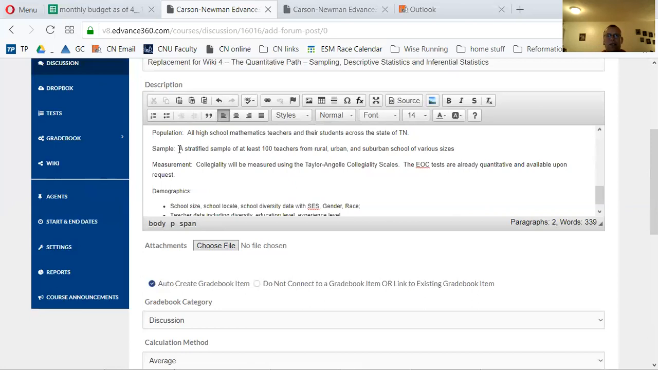So I've got a way to measure the first thing. Now, my dependent variable, the end of course tests, are already quantitative, and they're accessible because it's a really public record as long as you're not looking at individual students. So that does the question, the population, the sample, and the measurements of the variables.